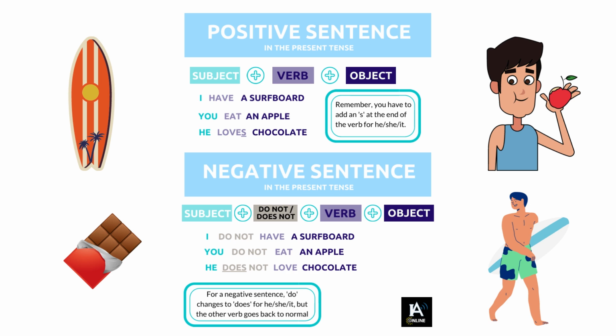Negative sentence. All you need to do is, before the verb and after the subject, add does not or doesn't. And later on we'll learn about changing the verb to show negativity as well. So for example, I do not have a surfboard. You do not eat an apple. He does not love chocolate.